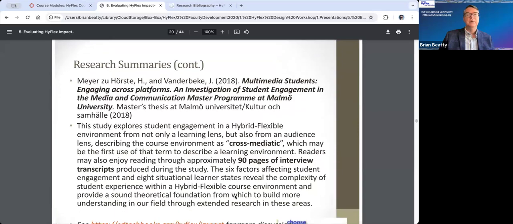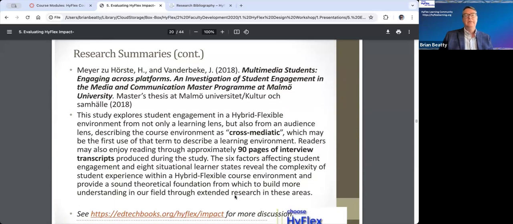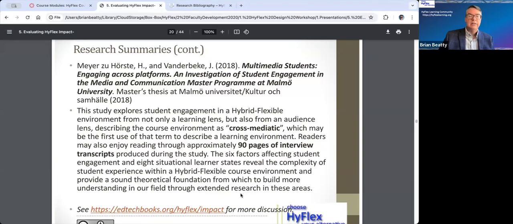There's another study. This one was looking at communication. And so this was done, and they used a term called cross-mediatic. In other words, if you have multiple different ways, different media of your communications for students, what does that matter to them? The reason I highlighted this is because there's 90 pages of interview transcripts included in this master's thesis. And so if you want to see what students are actually saying, or hear what they're actually saying, or read what they actually said, you can look at a study like this and get a lot of insight into some of the things that they talk about that students think are important.